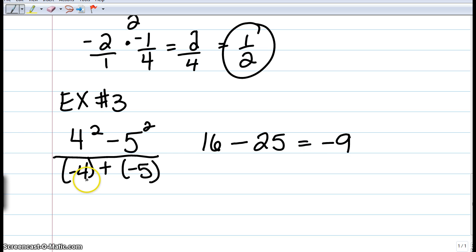And now we can look at what's on the bottom. We have negative 4 times negative 5, or excuse me, plus negative 5. So negative 4 plus negative 5 is also negative 9. So negative 9 divided by negative 9 is positive 1. And that is our final answer.